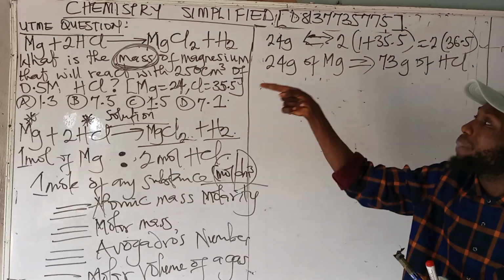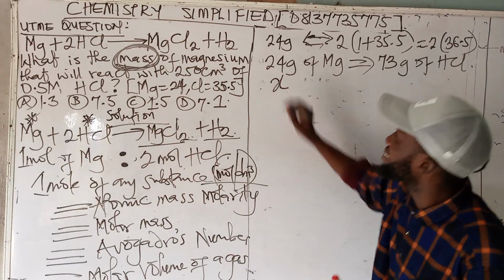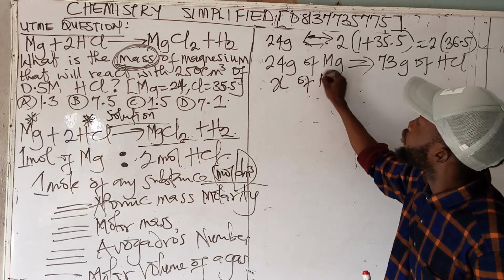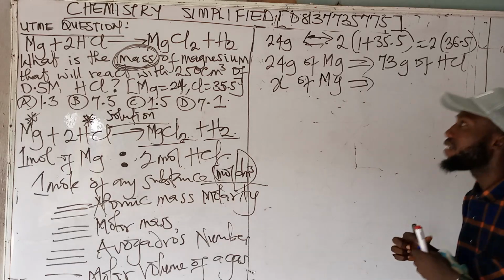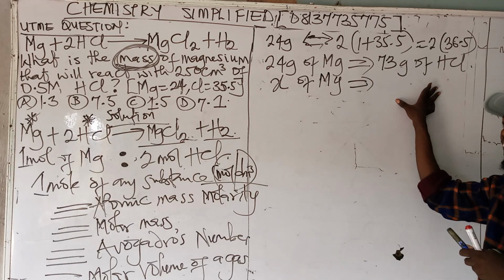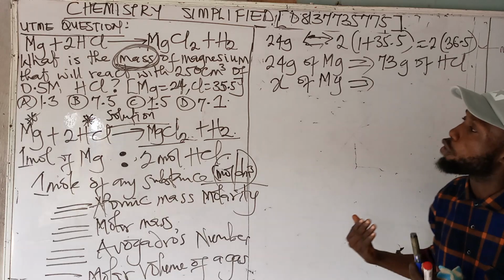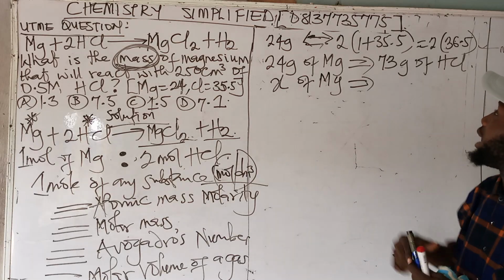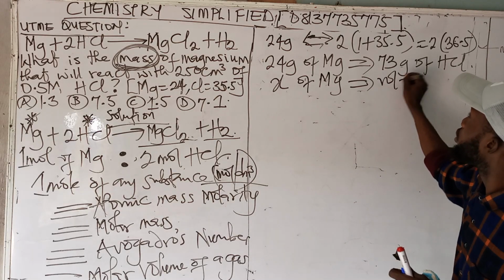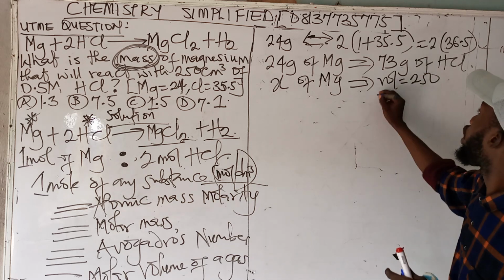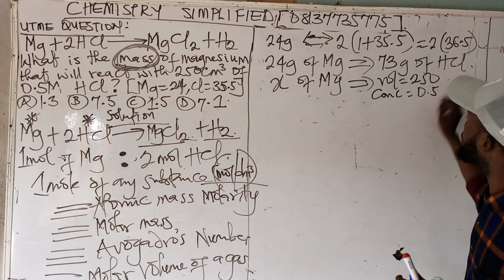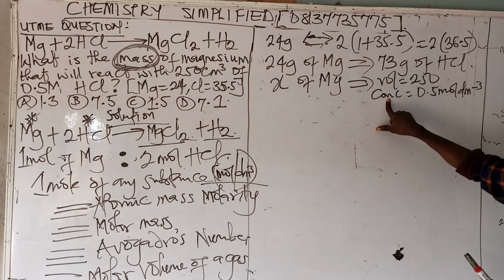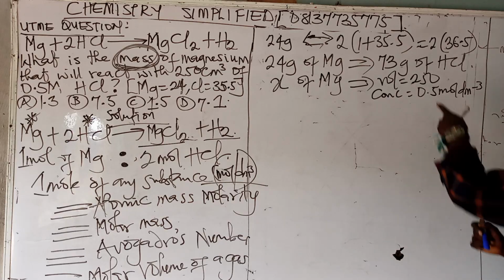I said, what is the mass of magnesium? Now, X, this is what we are asking. What is the mass of what? Of magnesium that will now react. Now, they didn't give us mass here anymore. What did they give us? They gave us other parameters of hydrogen chloride. We are given the volume to be 250. We are given the concentration to be 0.5 mole per dm cube. Now, we have the volume, we have the concentration. Now, how can you get mass here?